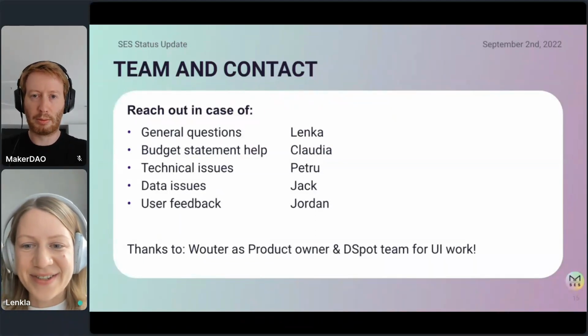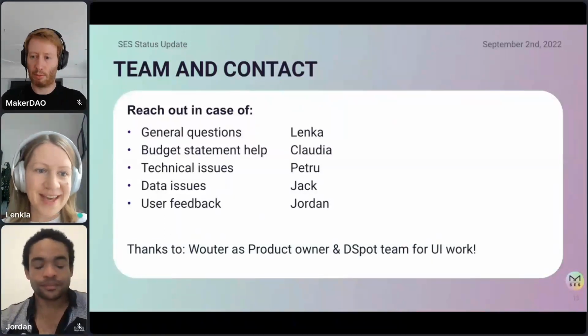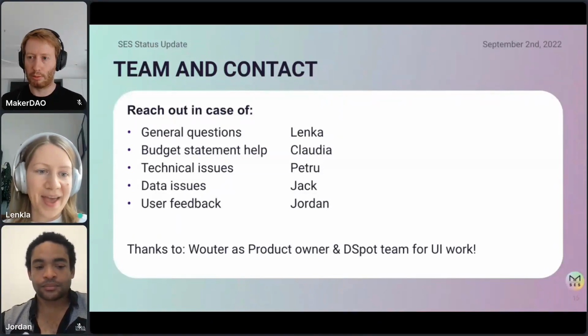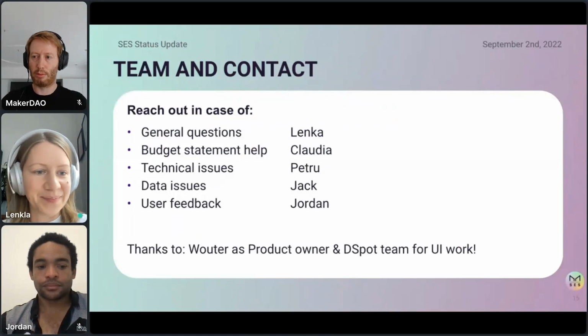All right. So just to wrap it up, our team consists of me, Jordan. Walter is actually acting as our product owner. Claudia, who's helping with the budget statement help. Jack, who is behind the databases, and Petru, who is behind the budget tool and API. So please feel free to reach out to us. And we also want to give a shout out to the Spot team, who has been helping us with the development of the front end of the dashboard. So we really appreciate the collaboration.